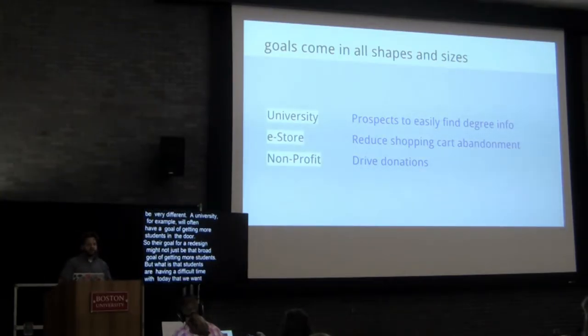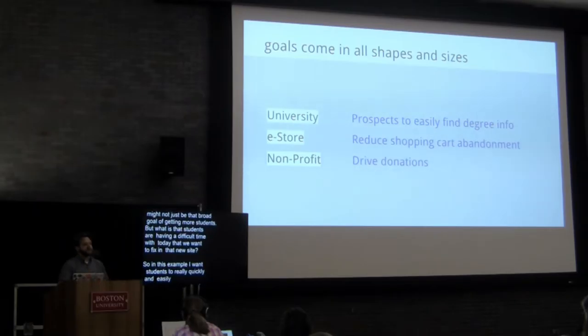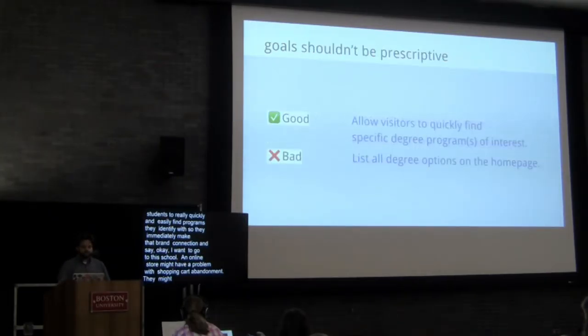So in this example, a goal might be, I want students to really quickly and really easily find programs that they identify with, so they immediately make that brand connection and say, okay, I want to go to this school. An online store might have a problem with shopping cart abandonment, so they would set their goal as reduce shopping cart abandonment. Or a nonprofit wants to drive more donations. Goals shouldn't be prescriptive. All of those, you'll note, talk about what the end result is. It's not a design decision.